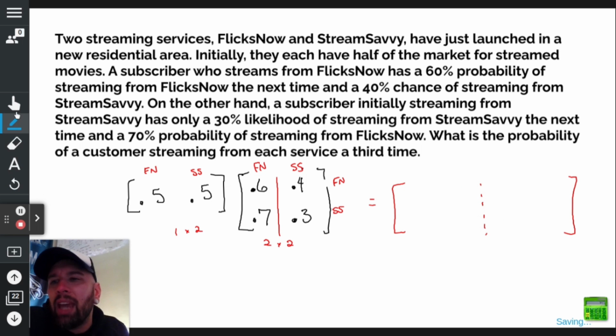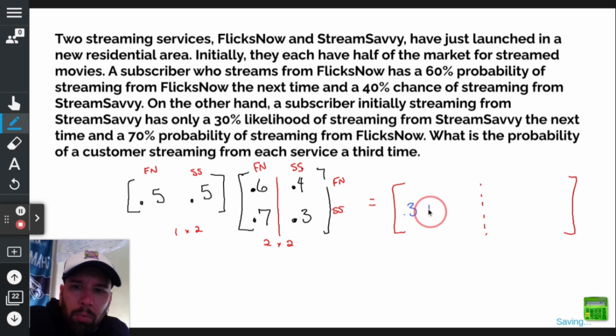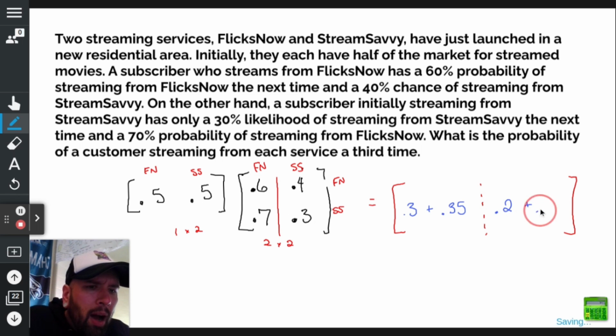Now remember, 0.5 means half, so let's not go crazy with the fractions here. First row, first column: half of 0.6 is 0.3 plus half of 0.7 is 0.35. First row, second column: half of 0.4 is 0.2, and half of 0.3 is 0.15. So you're going to end up being 0.65, and you're going to end up being 0.35.